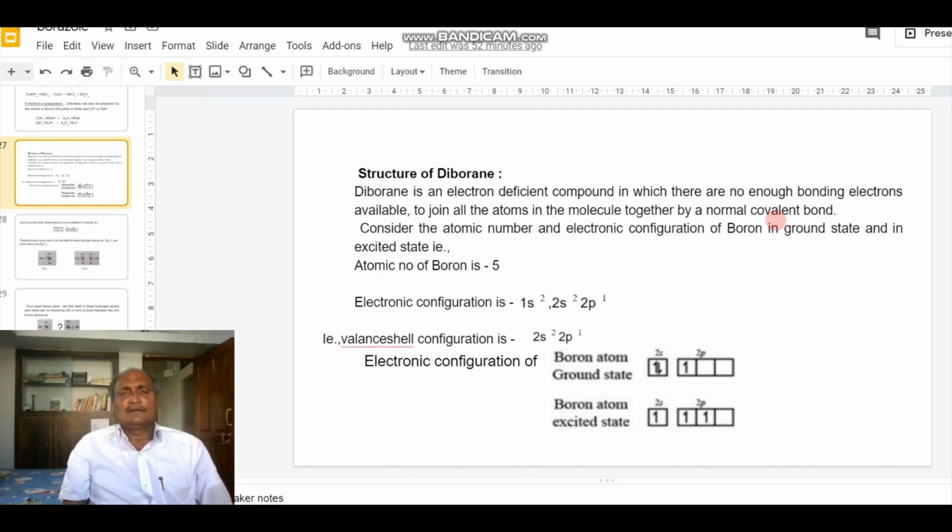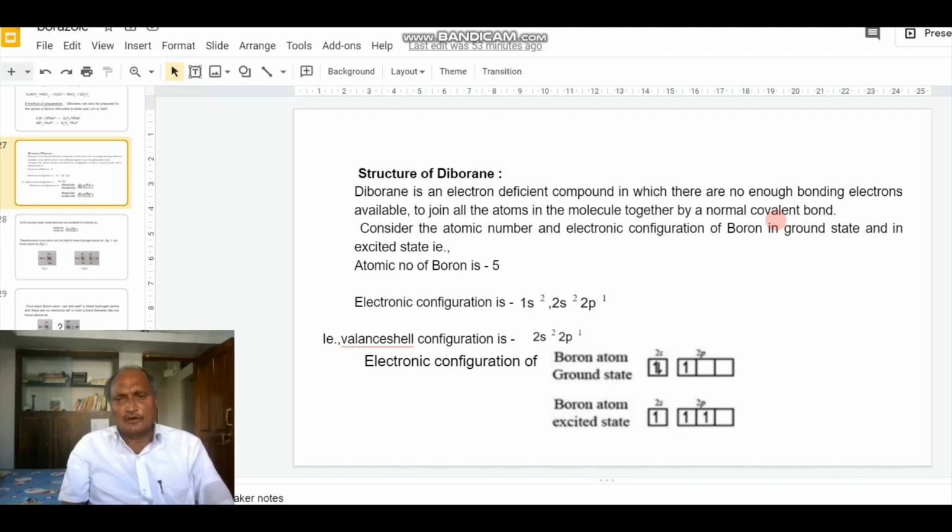That is, the atomic number of boron is 5. Its configuration is 1s2, 2s2, 2p1. 1s2, 2s2, 2p1 is the electronic configuration of boron as its atomic number is 5. The valence shell configuration of boron is represented as 2s2, 2p1.